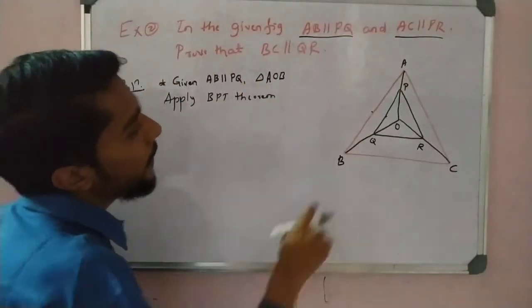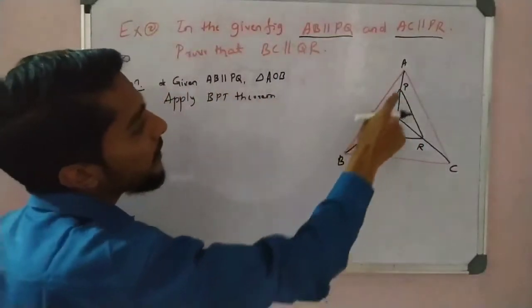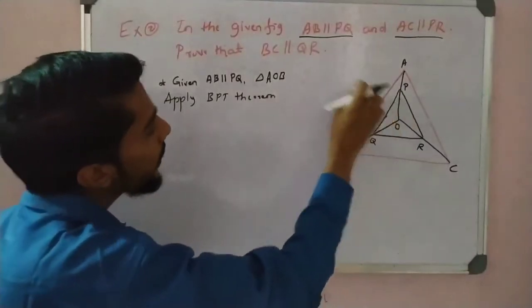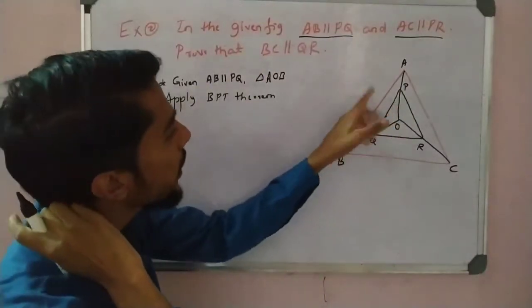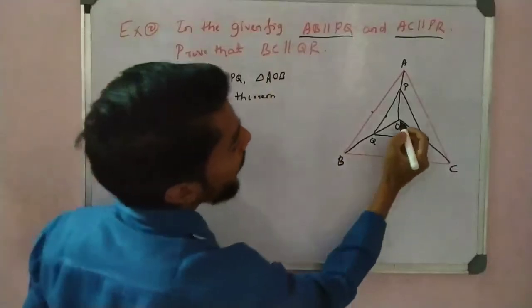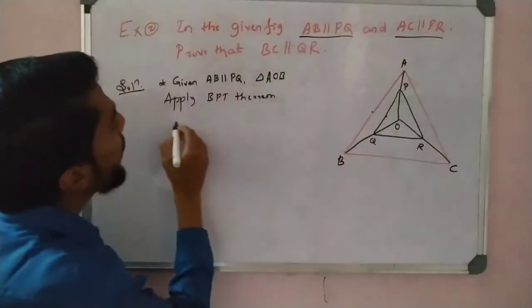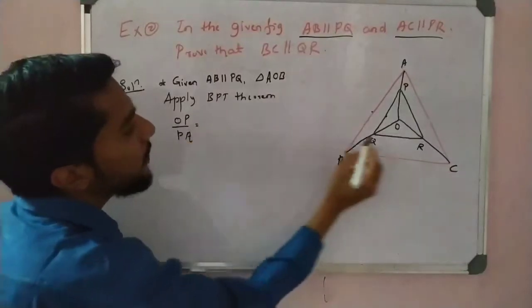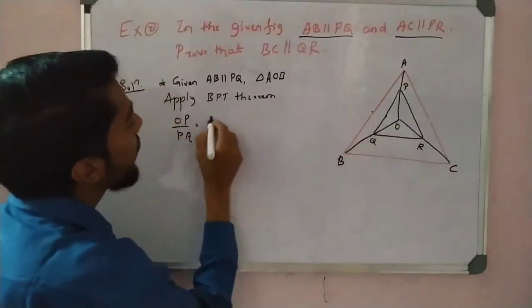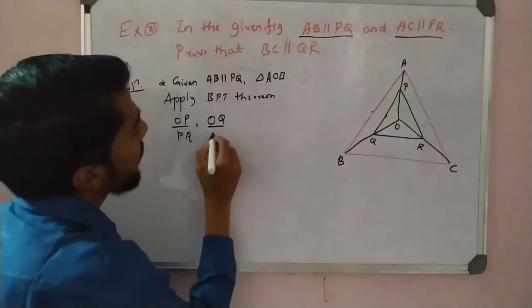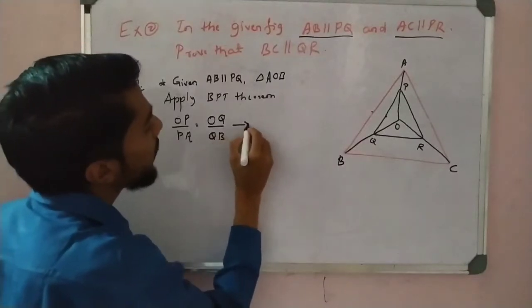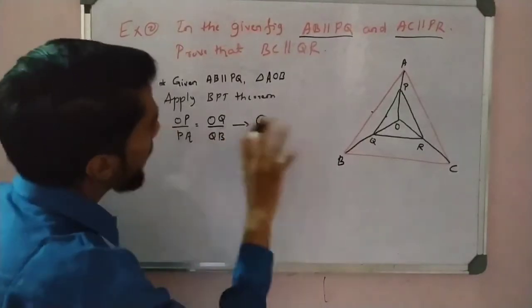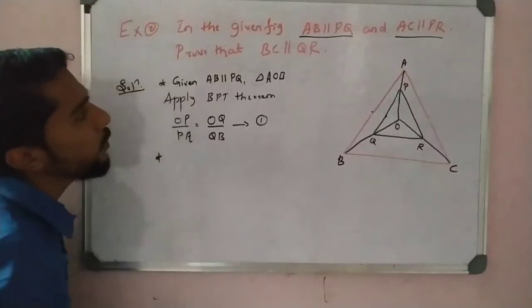Now see, after that if I select this triangle, because the given is that this line is parallel to this line, easily we apply the BPT. So what happened here, OP divided by PA is equal to OQ divided by QB, equation number 1. Write equation number 1. Next question, case 2, simple.